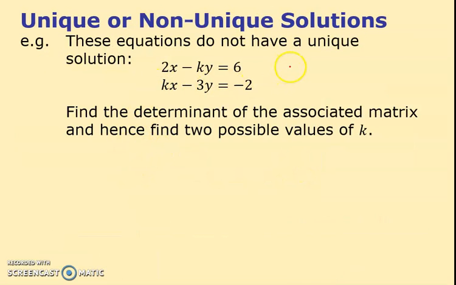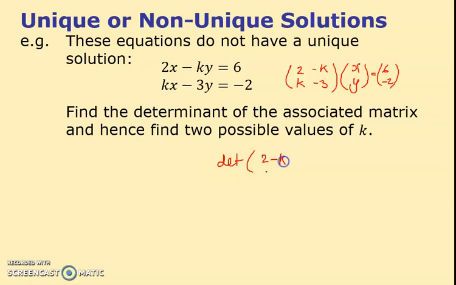The matrix equation for this is 2, minus k, minus 3, obviously times xy, and it equals, according to this, 6, minus 2. It says these equations do not have a unique solution. So because it's non-unique, I can find the determinant of this, and that must equal 0. So if I do that, I get minus 6 plus k squared equals 0. So k squared equals 6, and when I square root 6, I get two answers, plus or minus.